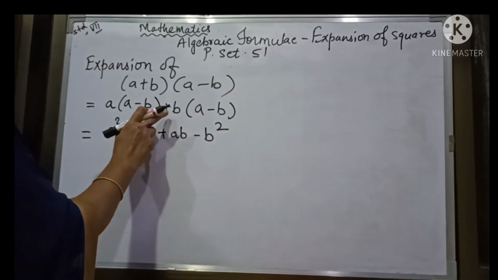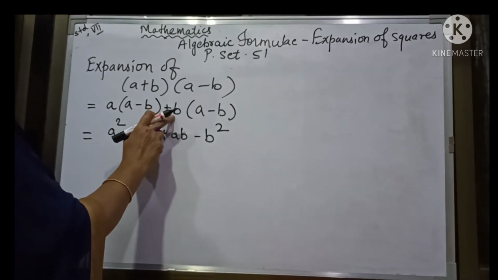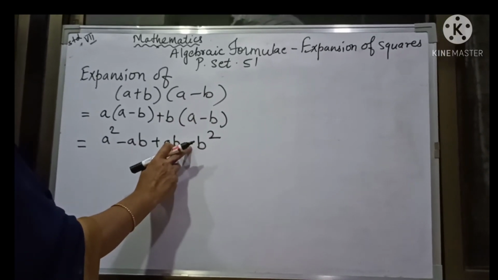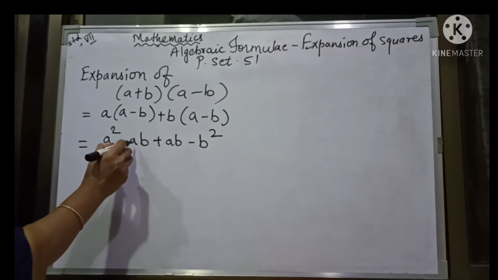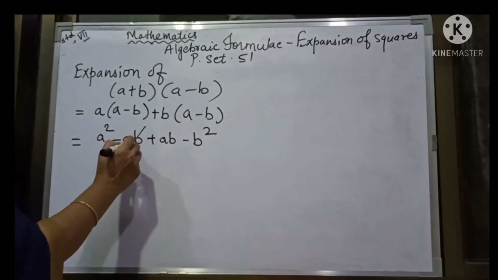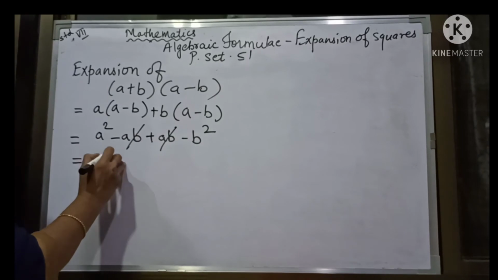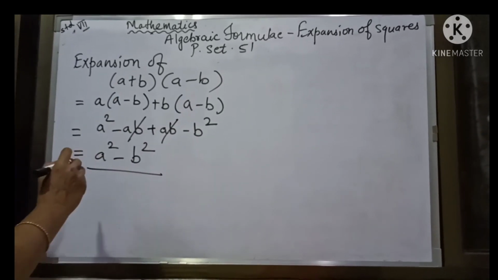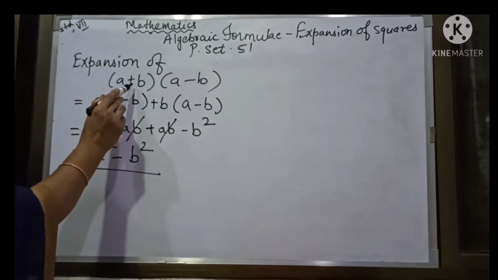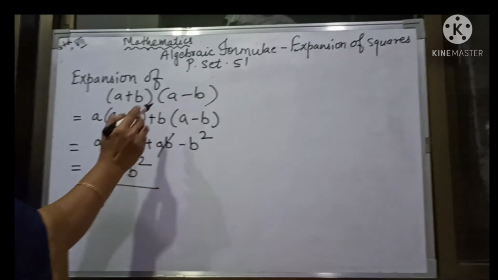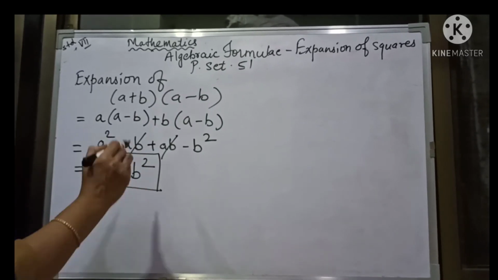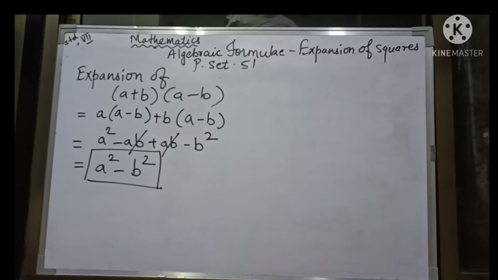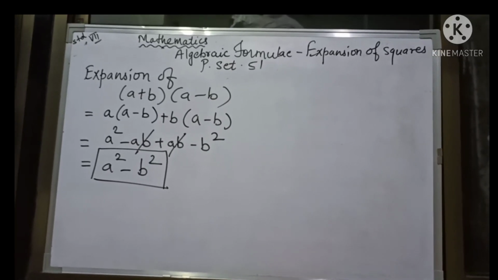So here one term is having plus sign and the other term is having minus sign, so the sign will be minus. Here minus ab and plus ab will get cancelled. So we have a square minus b square. This is the expansion formula for the bracket (a plus b) into (a minus b). This formula you have to keep in mind, and with the help of this formula we are going to solve a few sums from the next exercise.